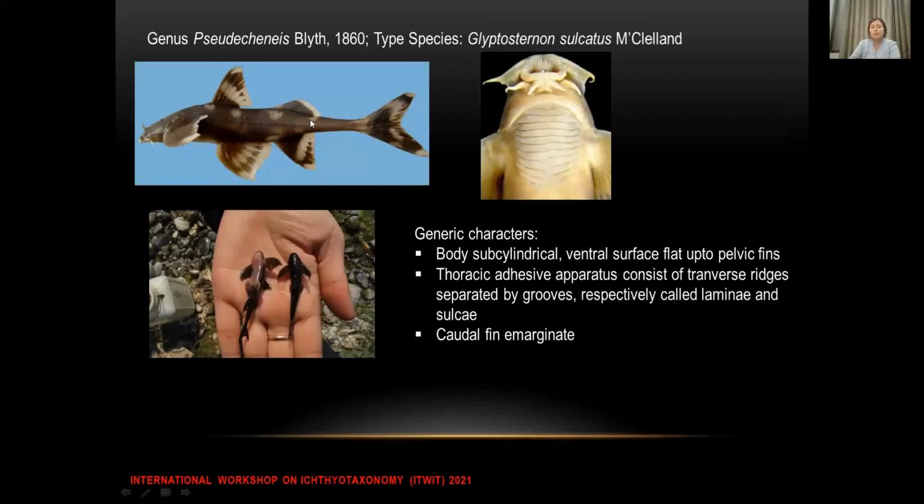Then coming to the genus Pseudecheneis, with type species Glyptosternum sulcatum McClelland. The generic character is that the body is subcylindrical, the ventral surface is flat up to the pelvic fin, and the thoracic adhesive apparatus here is different from Glyptothorax. Here it consists of transverse ridges separated by grooves, and these are respectively called laminae and sulci. The caudal fin is emarginate in Pseudecheneis.